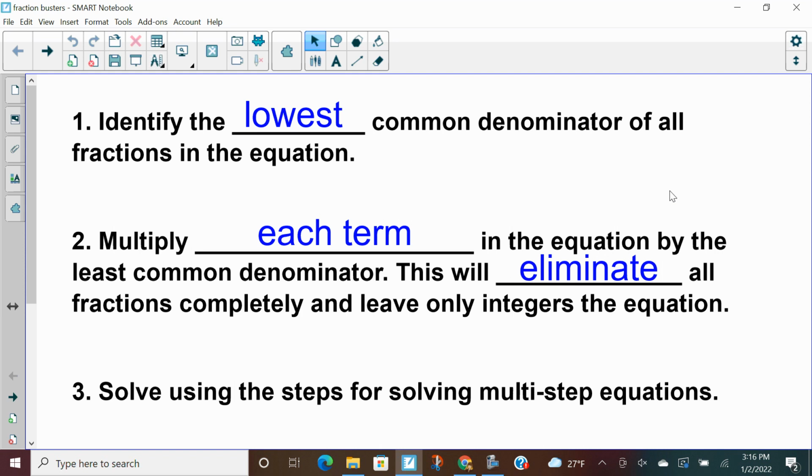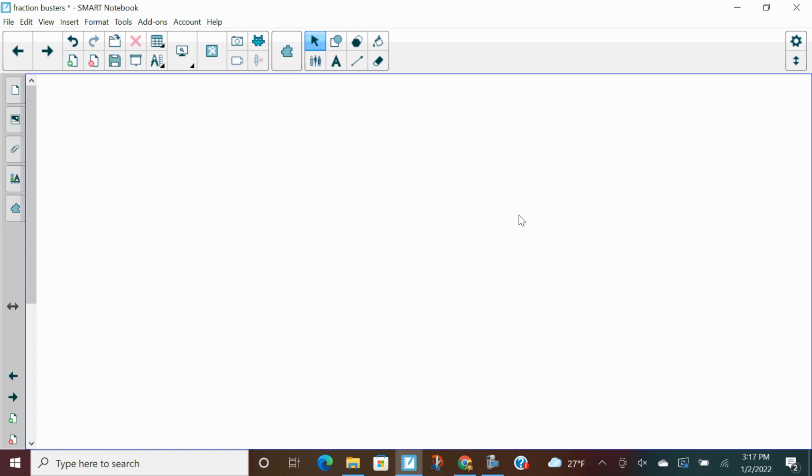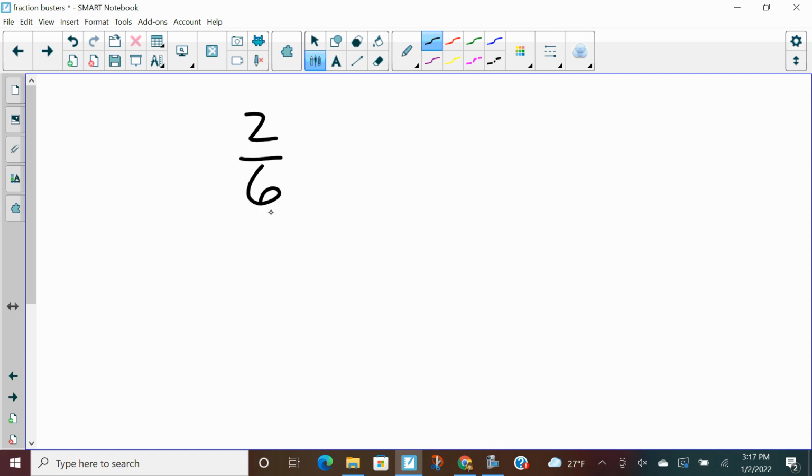When you do this, instead of multiplying the whole number or your denominator by the numerator and then dividing, it's going to actually be easier to divide first. So solve using the steps for multi-step equations. So what I meant by that, so say for example, you had the fraction 2 over 6, and you were going to multiply it by 12.